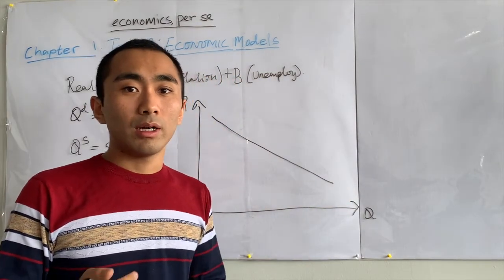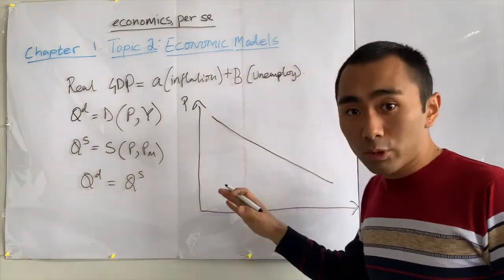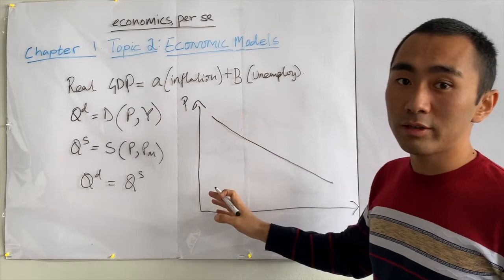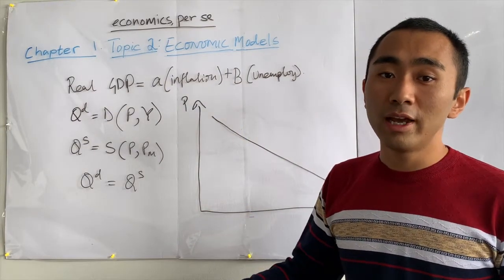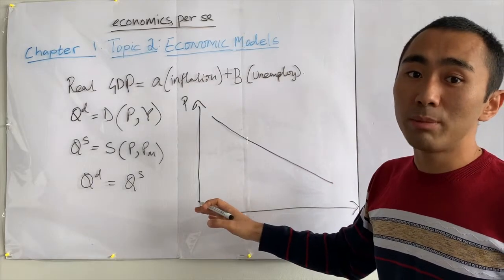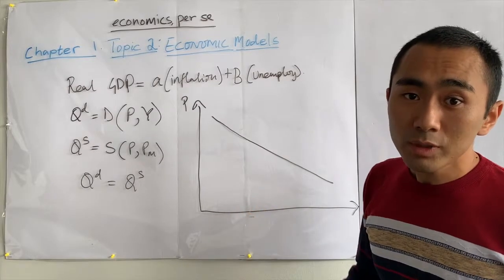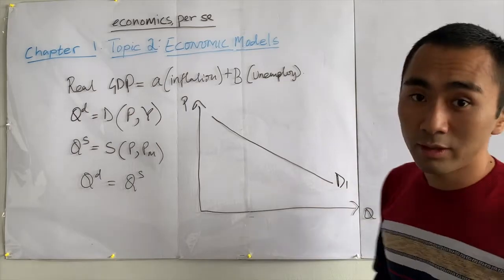Now, the demand curve slopes from left to right downwards because a higher price of burgers will encourage buyers to switch to other alternatives like pizzas or burritos, and it will decrease the quantity demanded of the burgers. Higher price, lower quantity. The demand, let me label this D1.